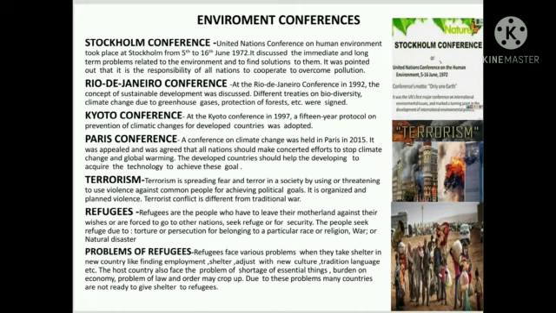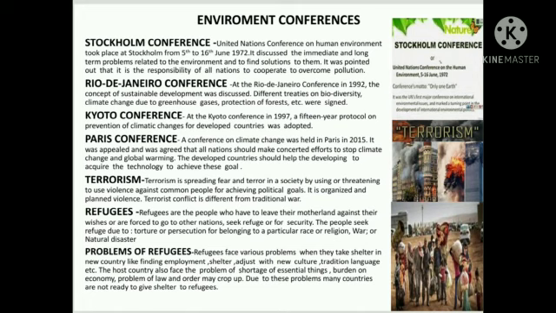In 1997, at the Kyoto Conference, a 15-year protocol on prevention of climate change for developed countries was adopted. At a conference in Paris in 2015, it was agreed that all nations should make concrete efforts to stop climate change and global warming. Terrorism is the next international problem.